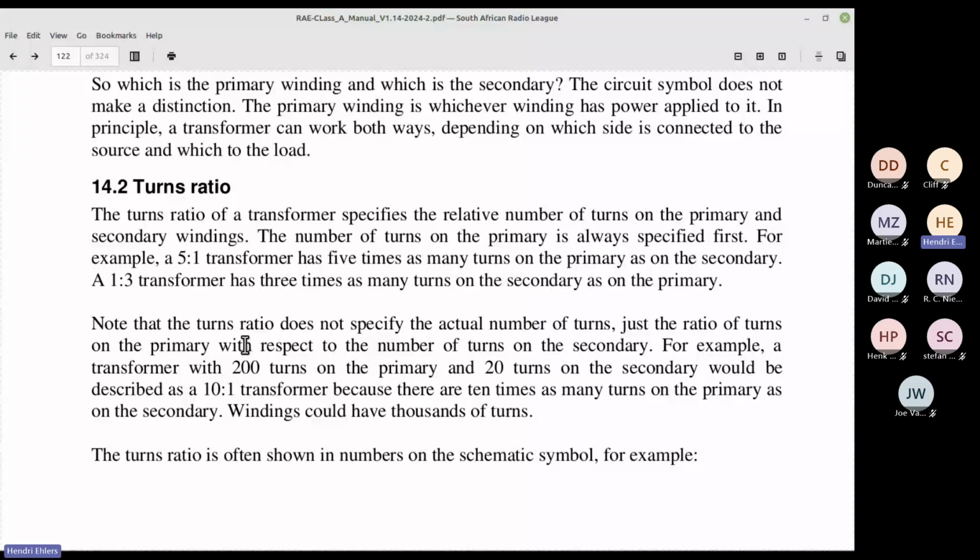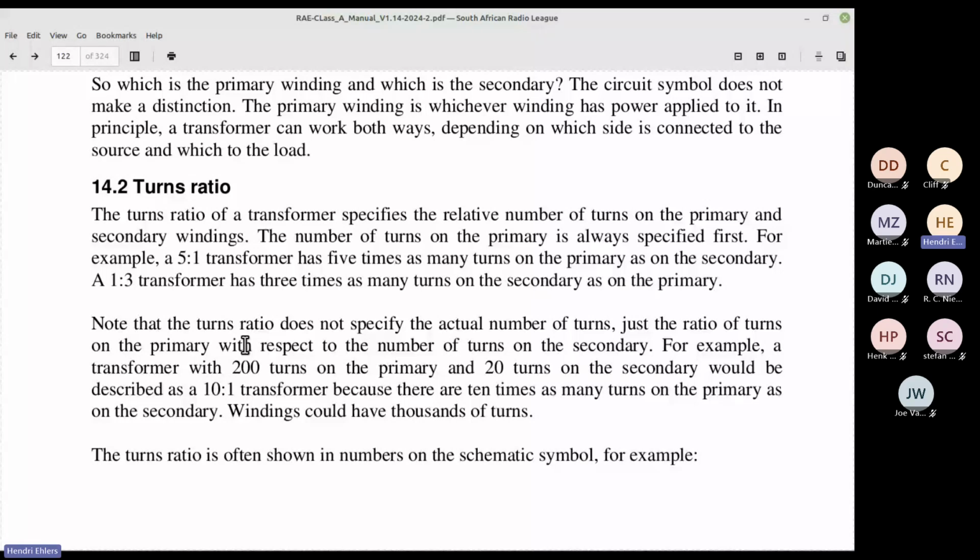But this doesn't mean that the transformer necessarily has only 5 windings on the primary side and 1 winding on the secondary side. It can be thousands, but the ratio between the primary and the secondary is 5 to 1. So for every 5 that's on the primary side, there's 1 on the secondary side. And that would typically be a step down transformer.